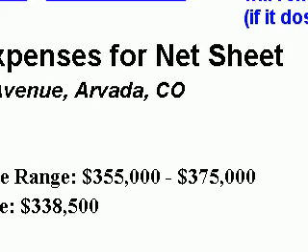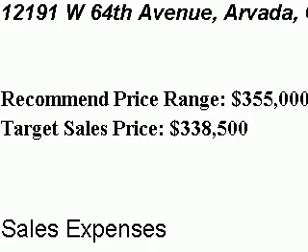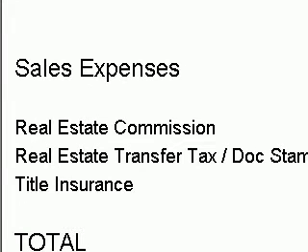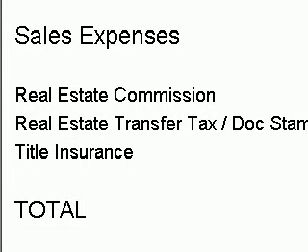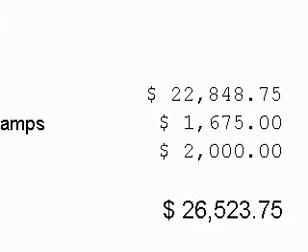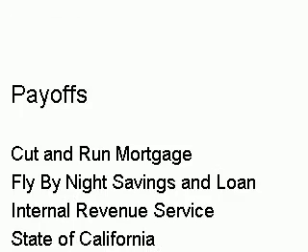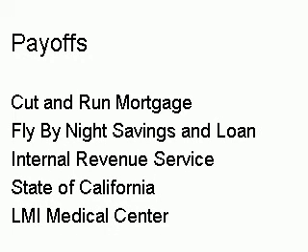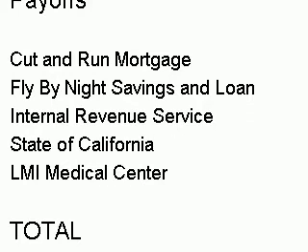There's our recommended price range. So you see kind of why we entered the symbols and the commas and things, so it makes it look nicer here. Otherwise it just looks a little bad. Here's our sales expenses, our real estate commission, our real estate transfer tax, and our title insurance. And then it adds those up for us and gives us a total. Next, we have our payoffs. Okay. Adds all those up and gives a total.